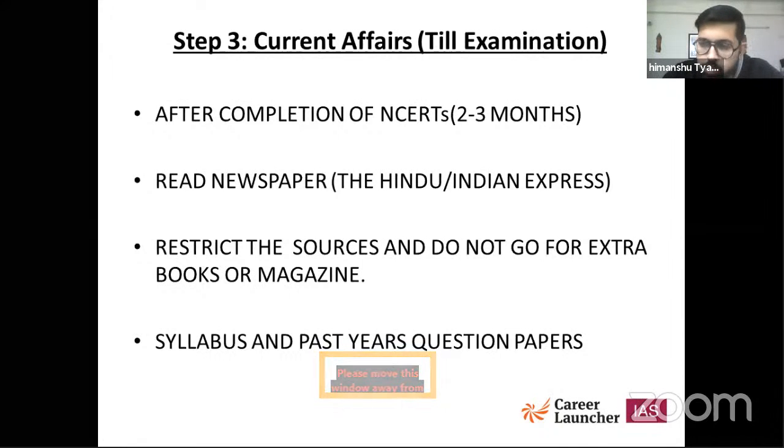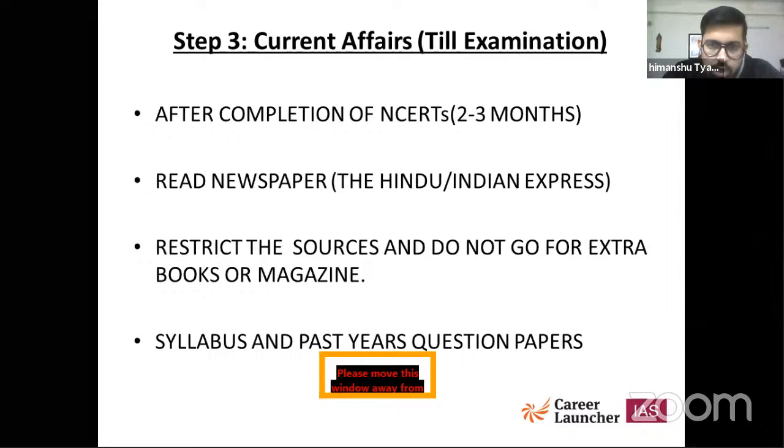The newspapers The Hindu and Indian Express, which are advised for the UPSC examination, are a little complex to read, and a little boring. Unless you have your basics right in terms of polity and economics, it becomes difficult to understand the language. So that is why I would say, once you complete your NCERTs, then give your full focus to these.